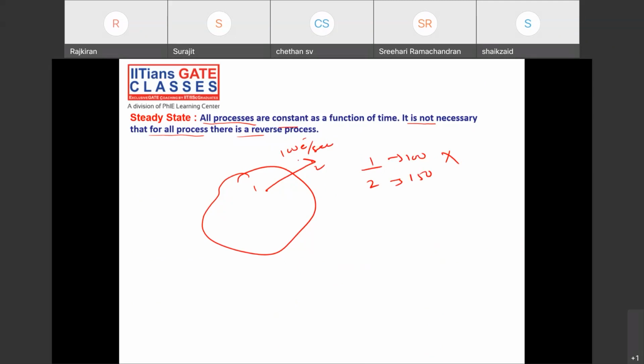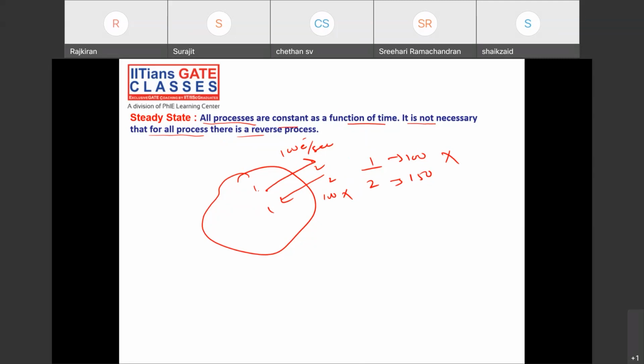So the process should be constant. If it is 100, it should be 100 for every time. It does not mean that if there are 100 electrons from 1 to 2, there is a guarantee of 100 from 2 to 1. Not guaranteed. Clear? Whatever is happening should be constant with respect to time.